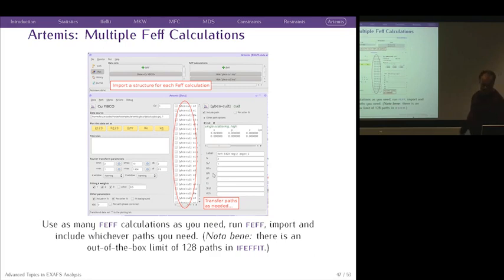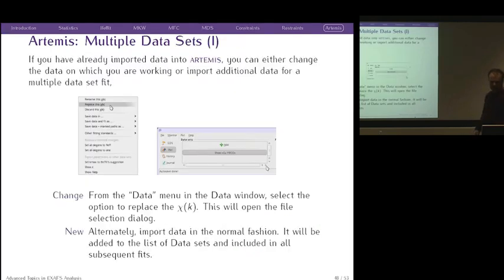With the caveat that there's an upper limit to how many paths you can possibly use in a fit. But that's a pretty big number for most people. Multiple data sets is similarly really easy.